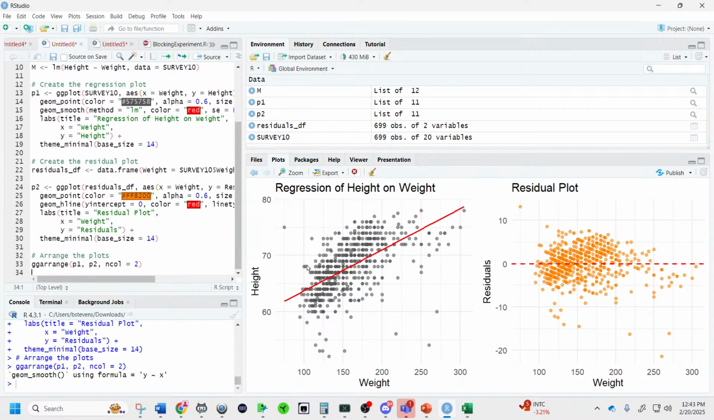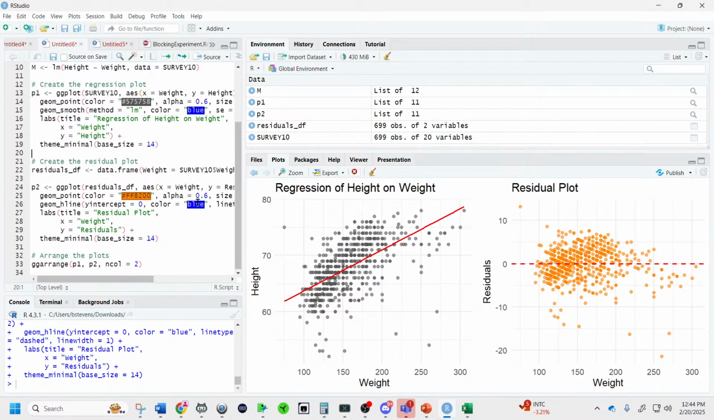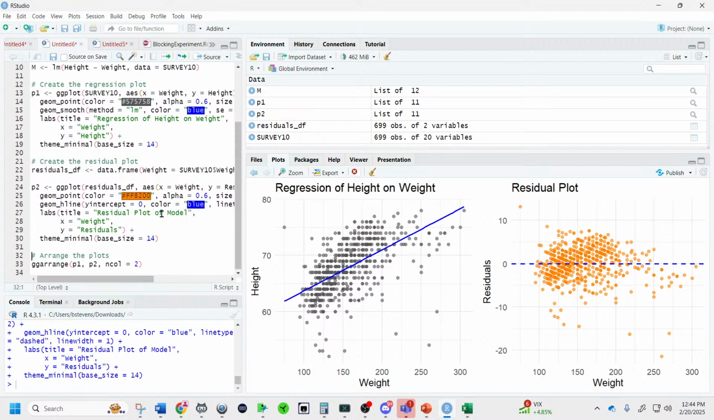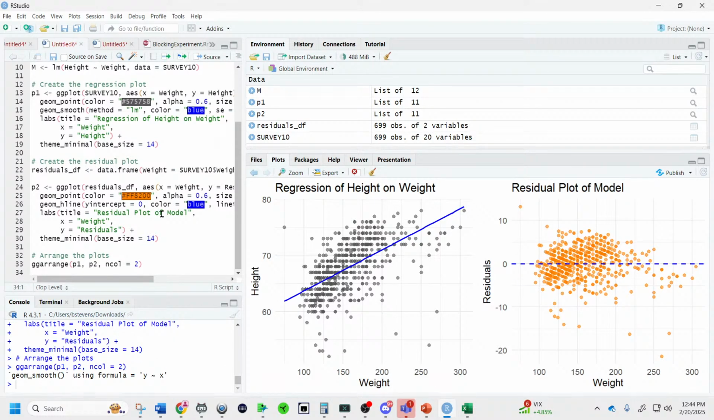Got some UT plots right here, and maybe we'll go a nice blue. Blue right there, and blue. Blue and red, we could do that. There we go. And you could rename the plots. Regression of height and weight. Residual plot of model. In that little bit of time, we were able to make really good plots.